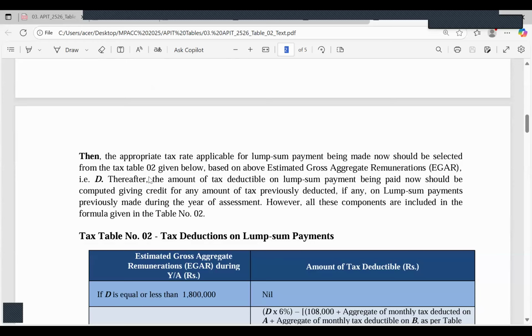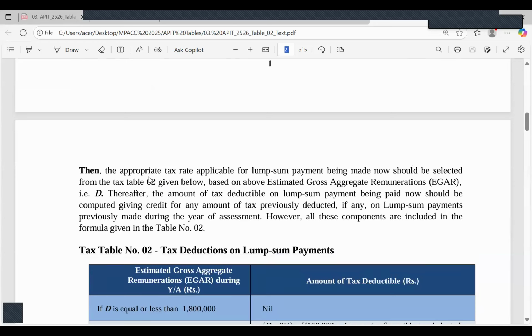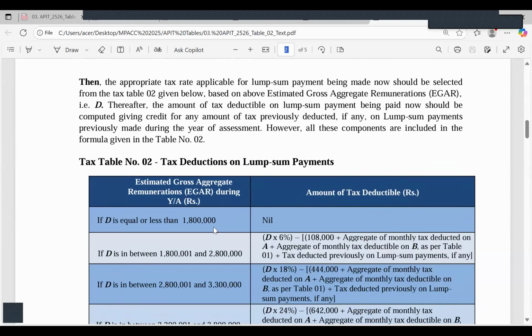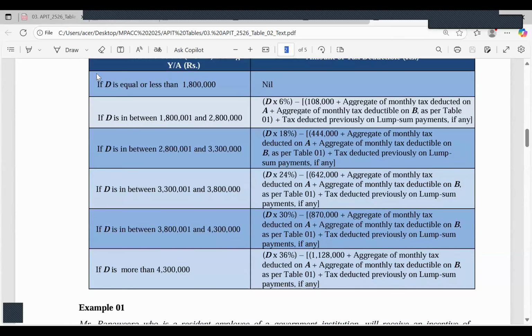Then we have a table. After calculating this D, we can use this table. It says if D is equal or less than 1.8 million, it is nil. Why? This is the personal relief. So personal relief is applicable to resident employees and Sri Lankan citizens. So because of that, it is mentioned as nil because that is the personal relief.